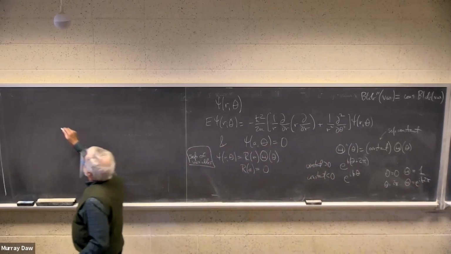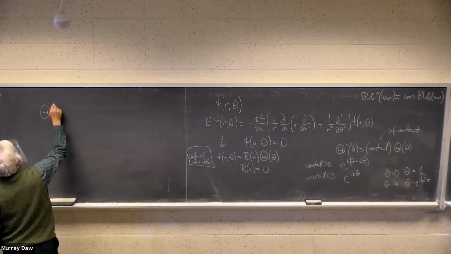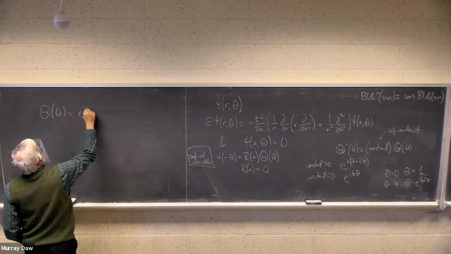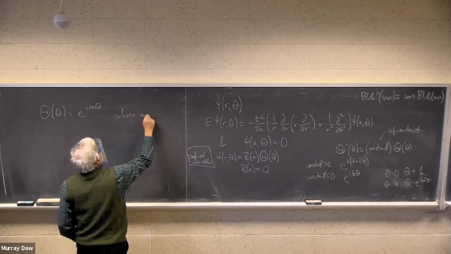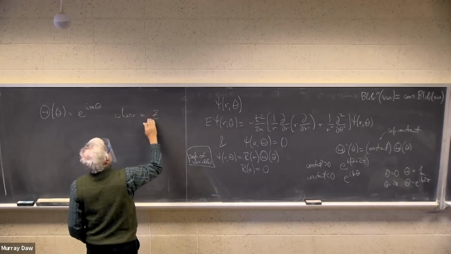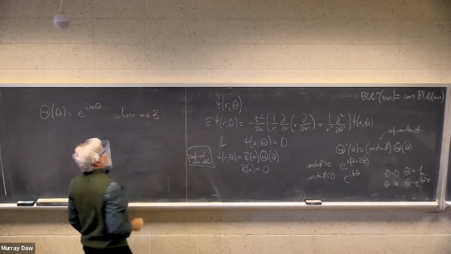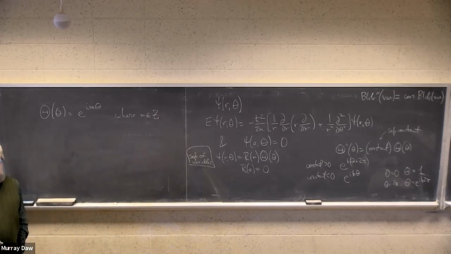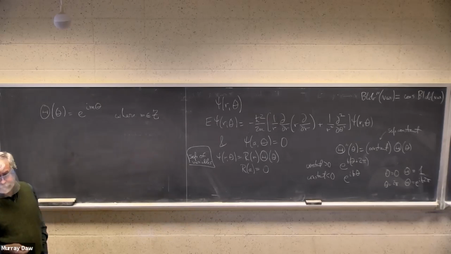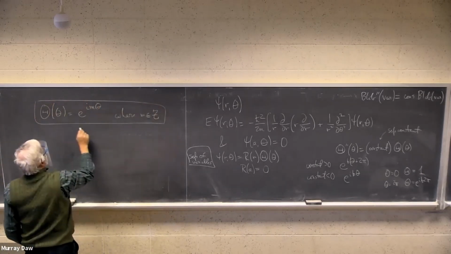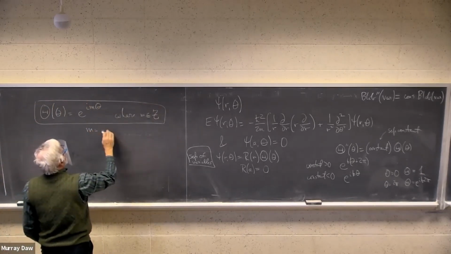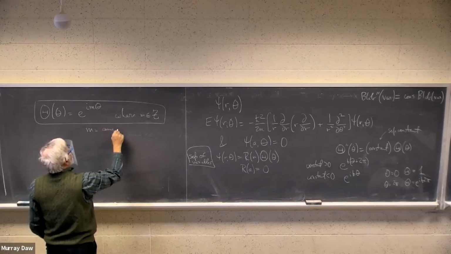So we find out that these are the allowed solutions, where m is equal to any integer, positive or negative. As long as it's an integer, the wave function will come back around and match itself on the other side. So in other words, we have a quantum number here, which can be any integer.